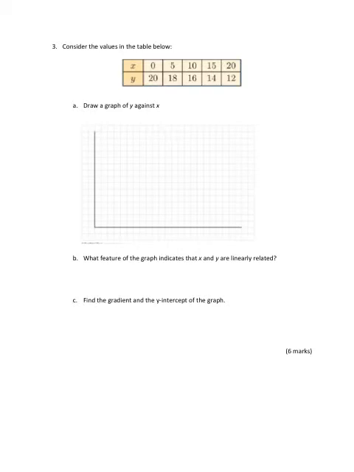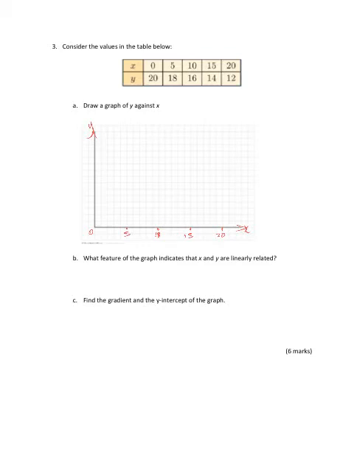Third question, consider the value in the tables below. Draw a graph of y against x. So x-axis is always the horizontal, y-axis is always the vertical. Put arrows there. So I need to work out a scale that would fit this. I only need 20 along the bottom, so I think if I look at this carefully, that'll fit along the bottom. Is 1 to 1. 5, 10, 15. Yep, it'll fit. Plenty of room.